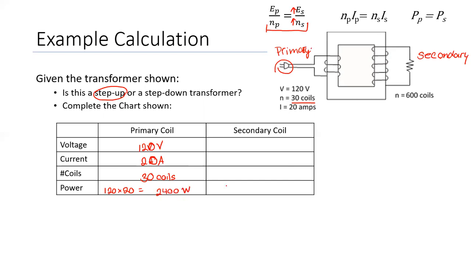2,400 watts. And I've told you before that power on the primary and the secondary is the same, so that will leave us with 2,400 watts over here. And we know we have 600 coils on this side.